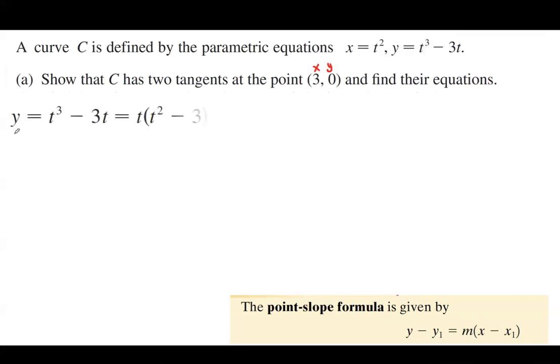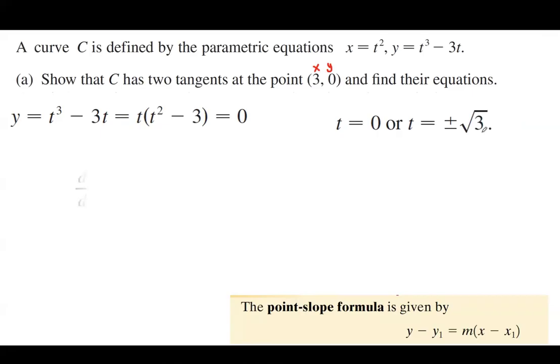So first of all, we can take y and set it equal to 0 and find values for t. You have t cubed minus 3t, by the definition of the parametric equations. If you factor out t, it becomes t squared minus 3. Set it equal to 0 and you get three values: t is 0, or t squared minus 3 is equal to 0, so t is plus or minus the square root of 3.